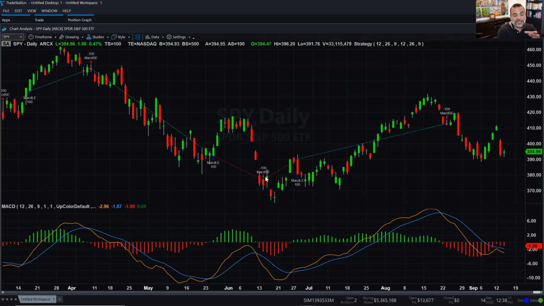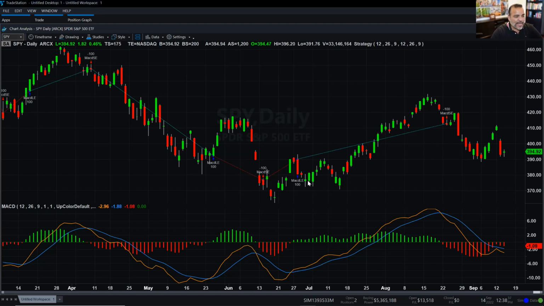Of course, if we make changes to the parameters of the MACD at the bottom, we have to make those adjustments to the strategy because they are independent. Even though they're both based on the MACD, they're both doing their own thing. So they're not really paying attention to what the other is doing, okay? So keep that in mind.